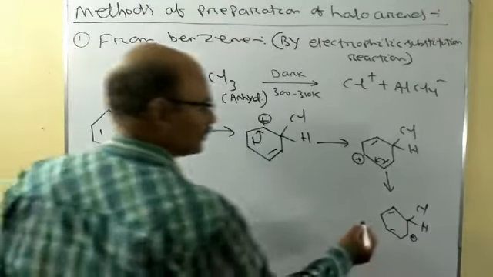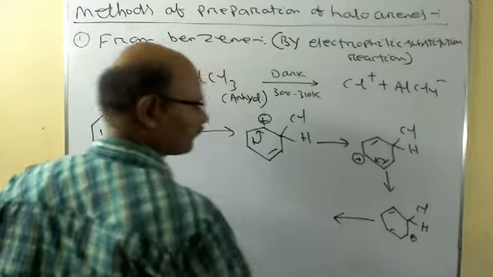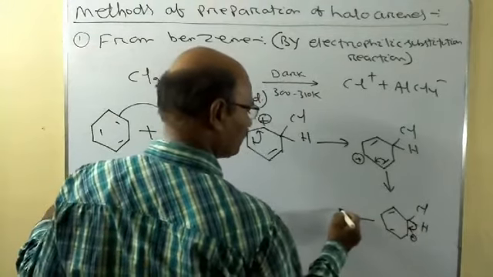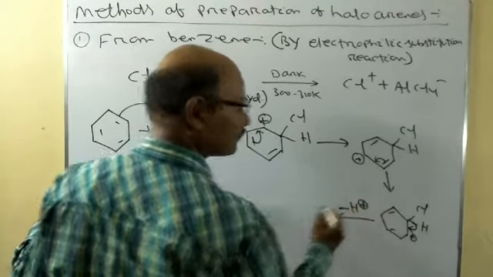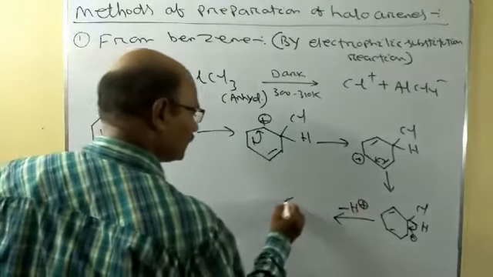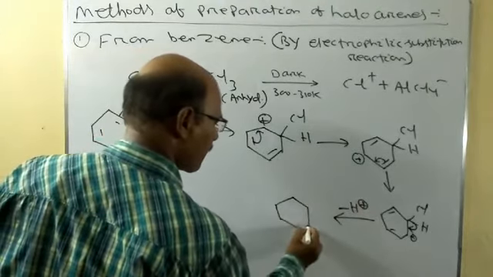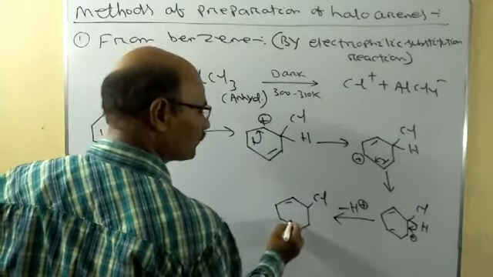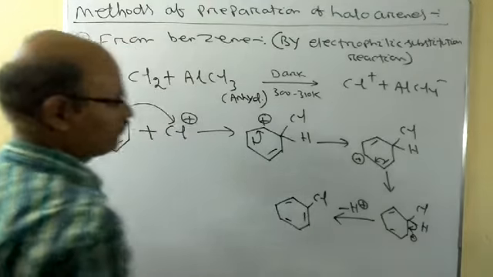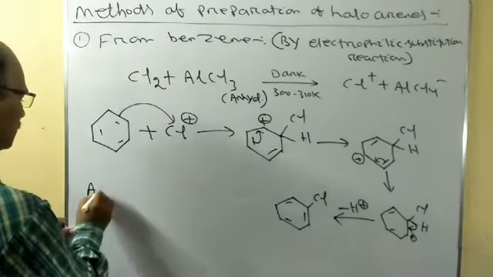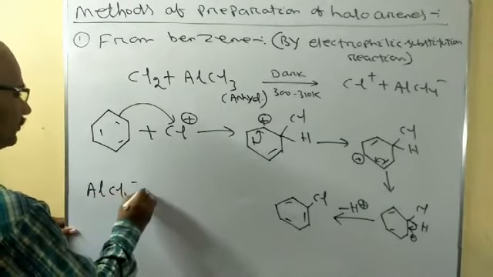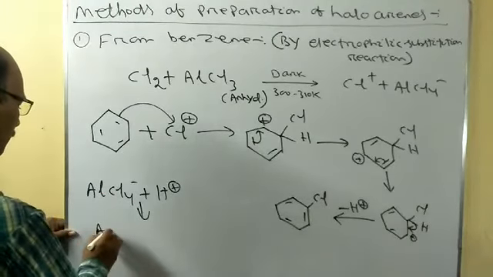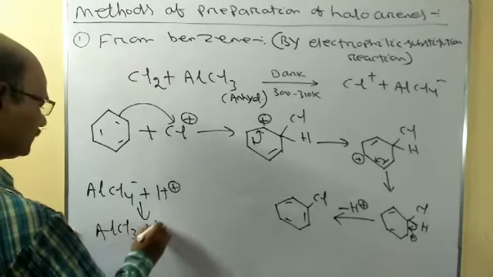Now, there is loss of proton, and you get chlorobenzene. And now this AlCl4- and H+ will give AlCl3 plus HCl.